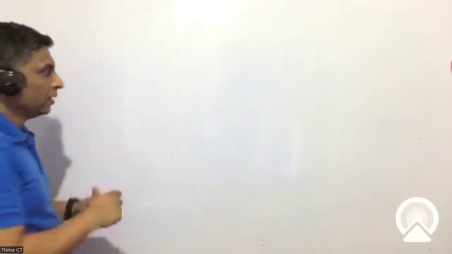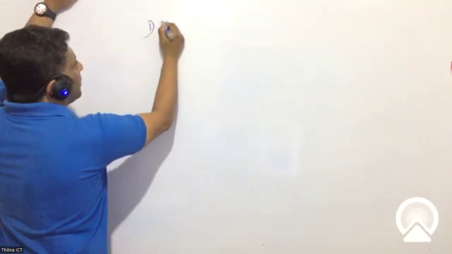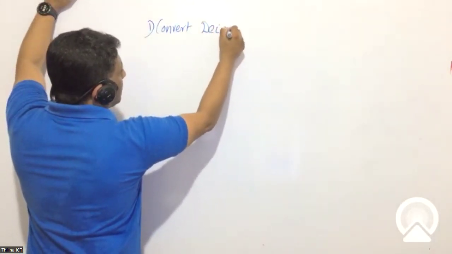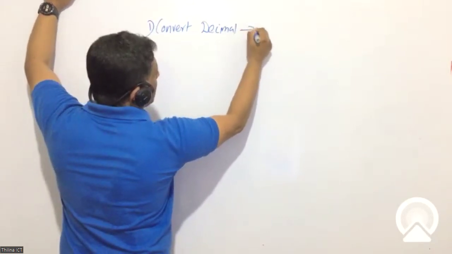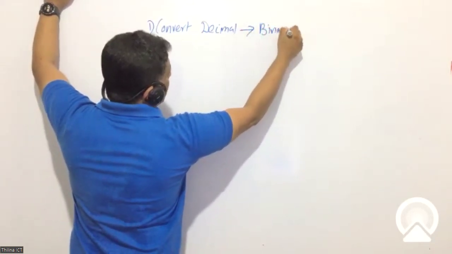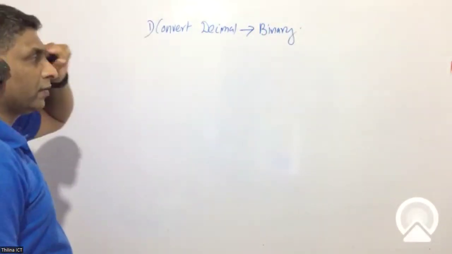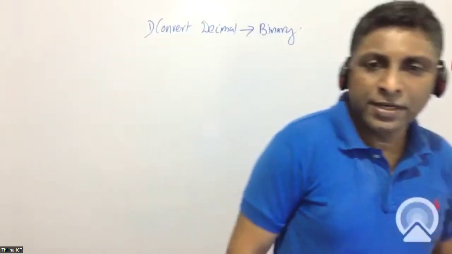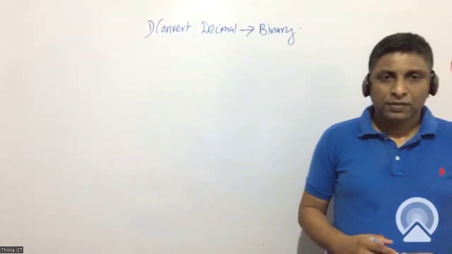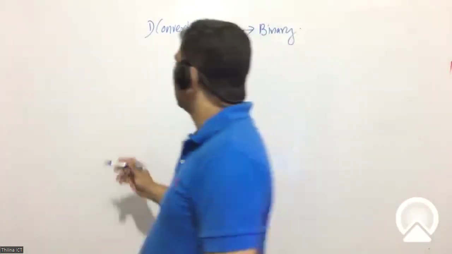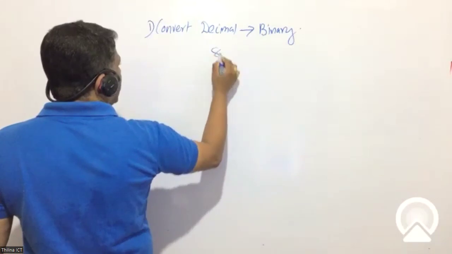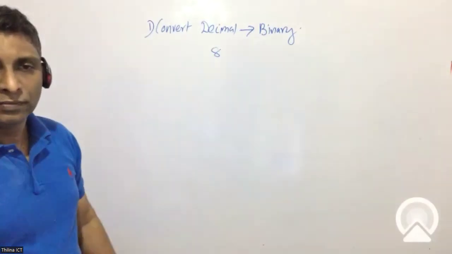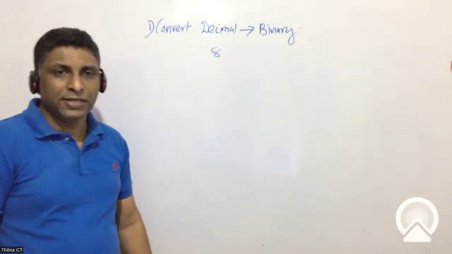First, we'll convert decimal numbers, decimal to binary. So how to do that? Can you remember? Last time we did a few examples also. So I want to convert the decimal number 8 to binary. Manula, can you remember what we did?